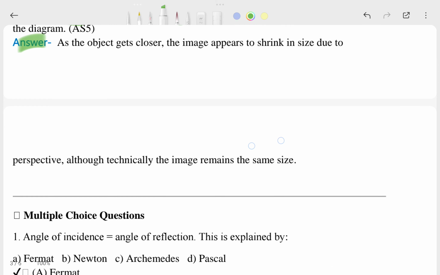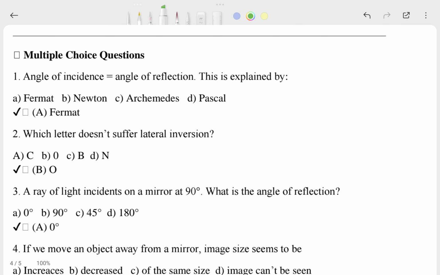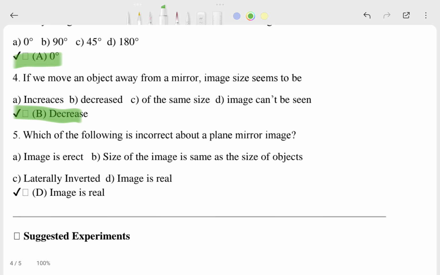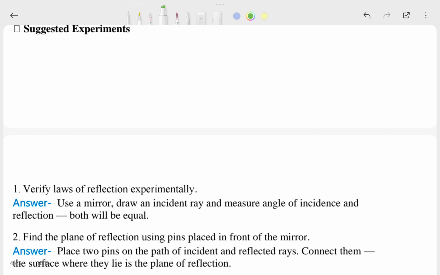If that is over, let's talk about the multiple choice questions. I will just point out the answers only. This is the answer, the third one answer is 0, the fourth one answer is B, decrease, and the fifth one answer is D, 1. Okay, the image is real. Till here, if it is clear, then the suggested experiment is next.